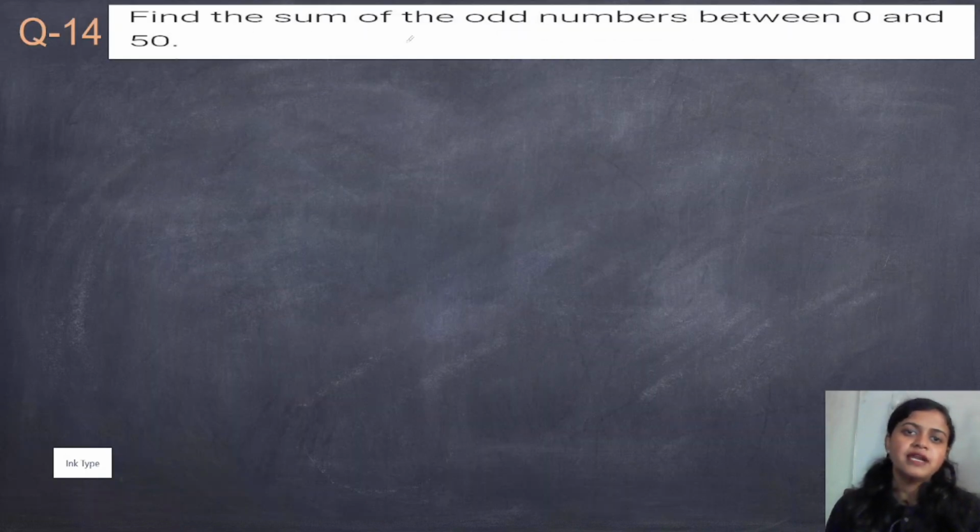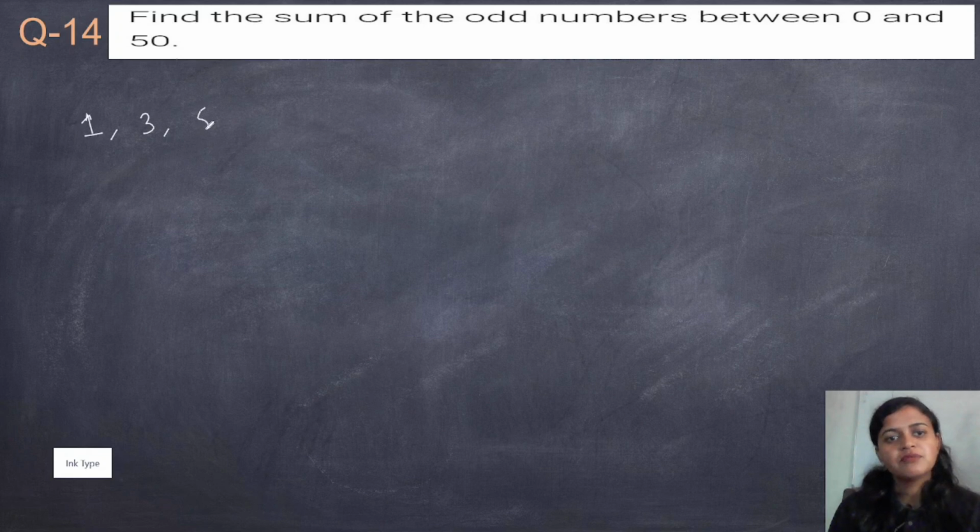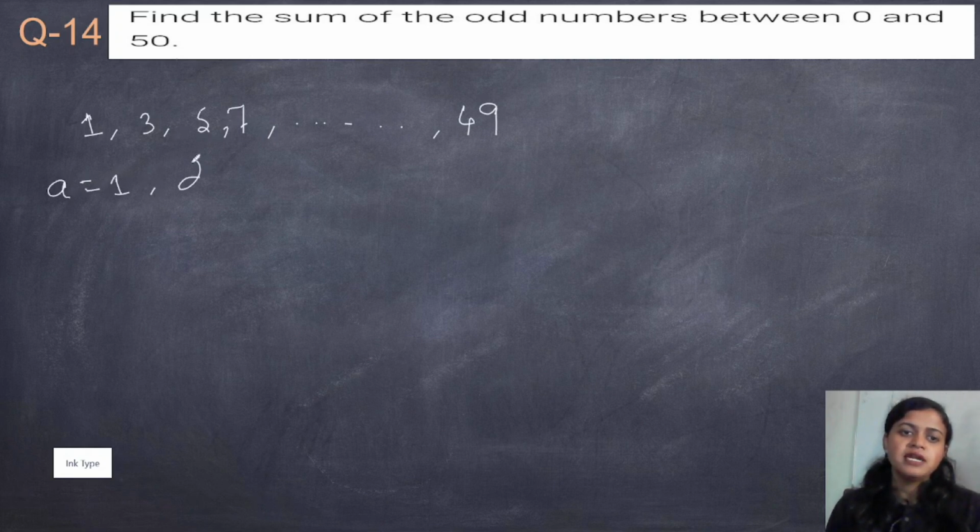Now find the sum of the odd numbers between 0 and 50. If I write the odd numbers between 0 and 50, we'll write 1 is the odd number, 3, 5, 7, and so on up to 49. These are the odd numbers between 0 and 50. So here we write A equals 1 as the first term and D equals 2. Everywhere 2 is the gap, which means this is an AP series. We have to find the sum of these odd numbers, and the last term is 49.